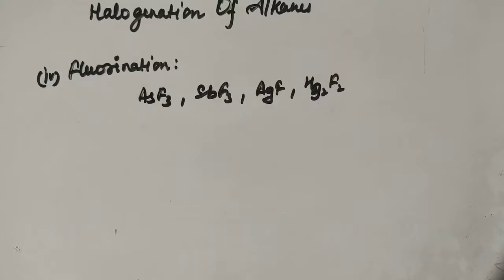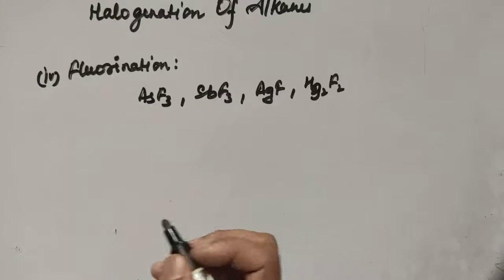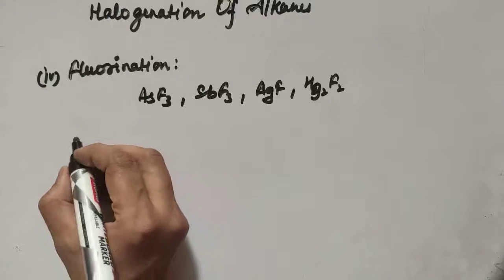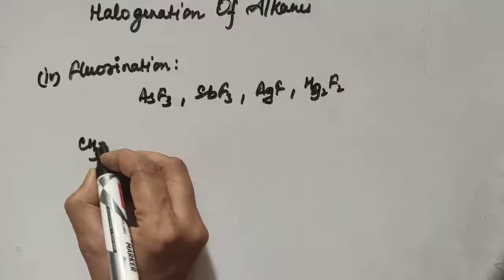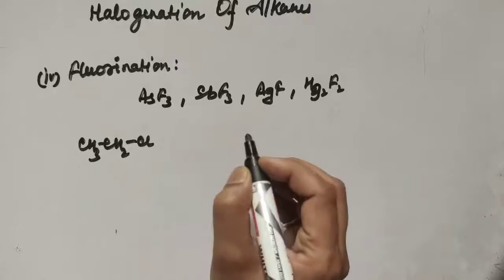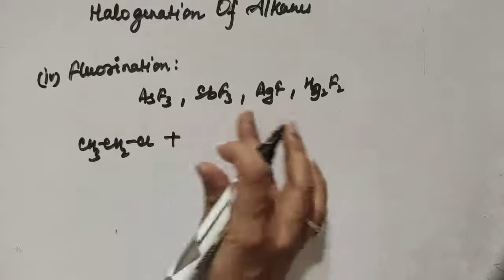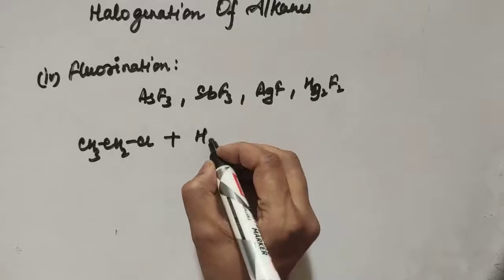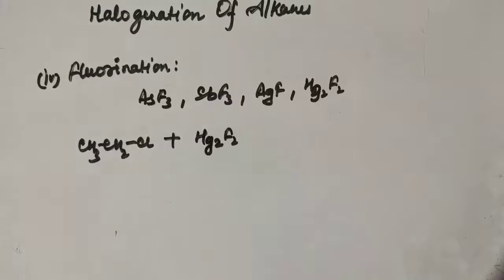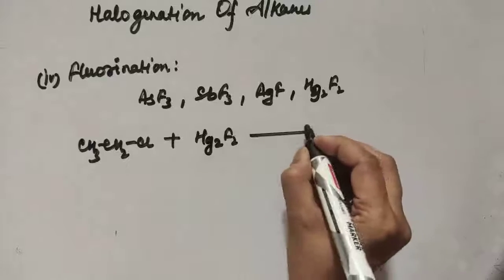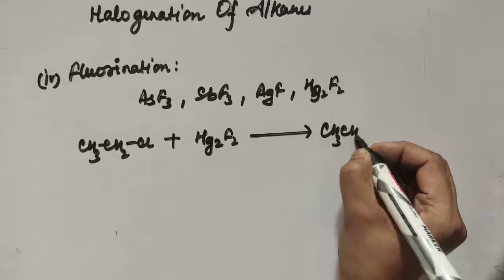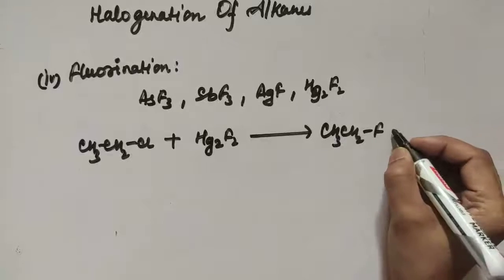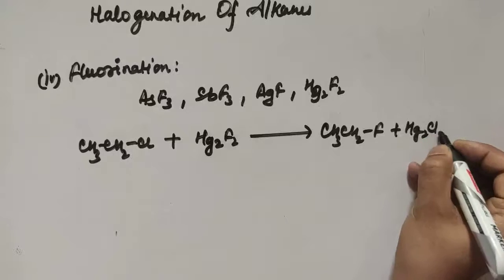Let's take an example. For example, we have to prepare fluoroethane. So we will take the chloroethane as reactant, CH3CH2Cl, and we can use any one of these. I am taking here mercurous fluoride. What happens? Thus halogen exchange, CH3CH2F and Hg2Cl2.